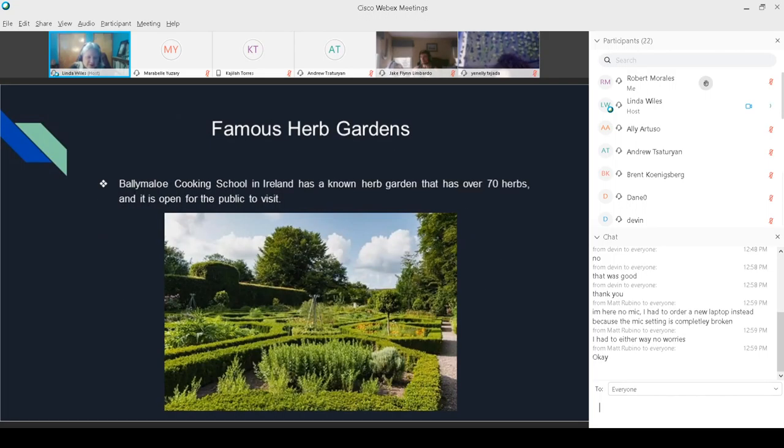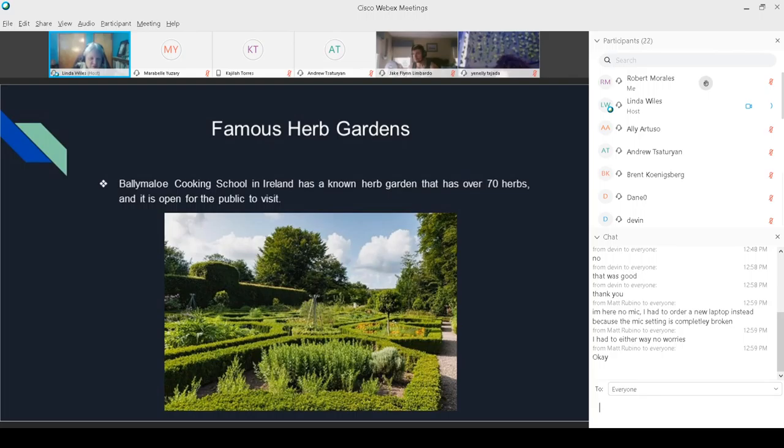So here are some famous herb gardens. Oh, that's cute. Okay, this is Ballymaloe Cooking School in Ireland. It has a well-known herb garden that has over 70 herbs. Since it's a cooking school, these would be ones that are focused on culinary use rather than on medicinal use. There are also medicinal herb gardens.